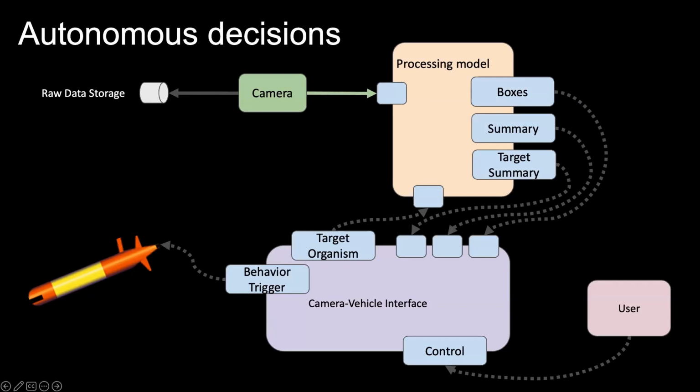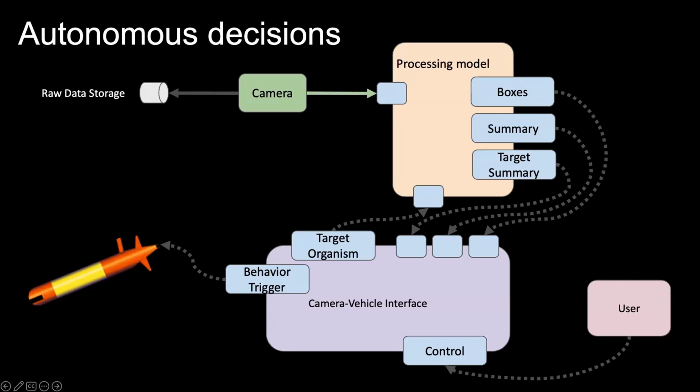So schematically, again, what you have is your camera system that's taking pictures, sending it to the processing model that knows to look for a particular target, and then using some summary about that target to change what the vehicle itself is doing. So we've made some early experiments starting to get at trying to do this type of thing.